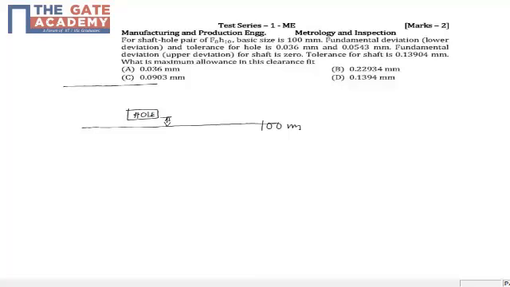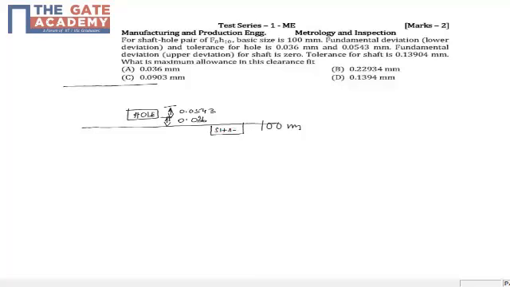This lower deviation is given as 0.036 mm. So everything is in mm. And this is the tolerance in which all the shafts will lie, which is 0.0543. The fundamental deviation, which is the upper deviation for shaft h, so there is no upper deviation for the shaft, and this is the shaft.